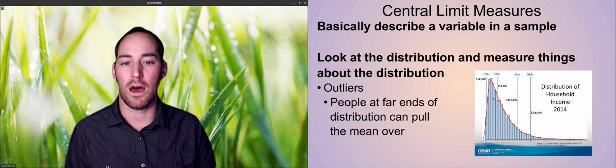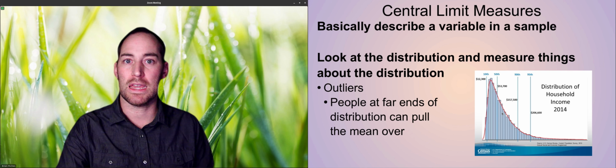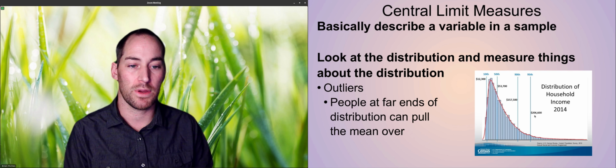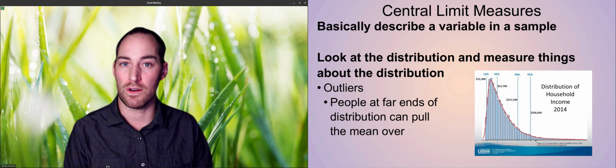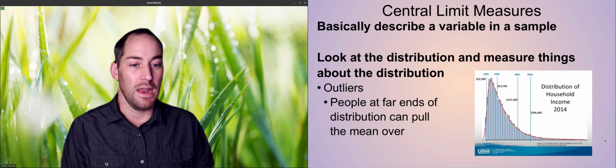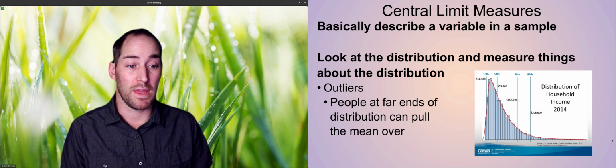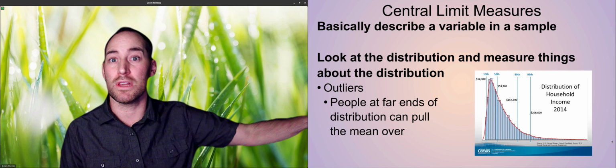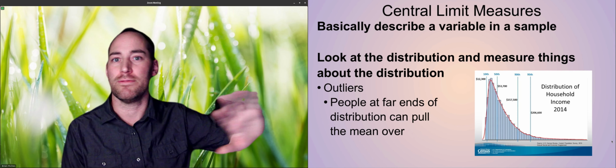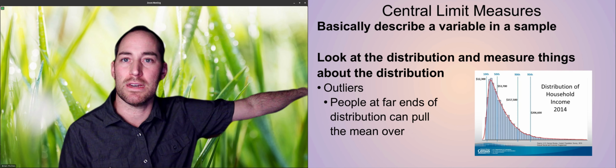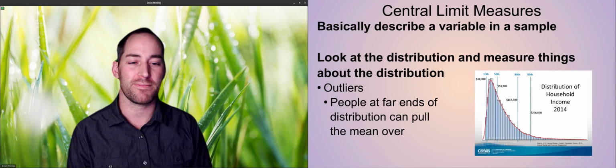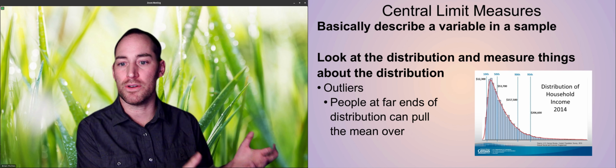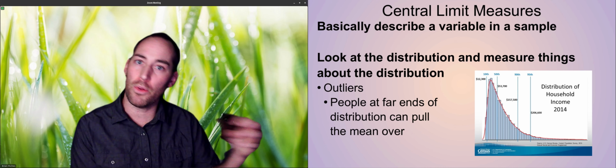So this graph is really good for thinking about median. So here is $206,000 a year for household income. Now, $1 million would be further than my mouse can go over here. And then billions of dollars would literally, I would have to have more screens to have the graph go that far that way. So those really high numbers are called outliers. They pull the mean over.